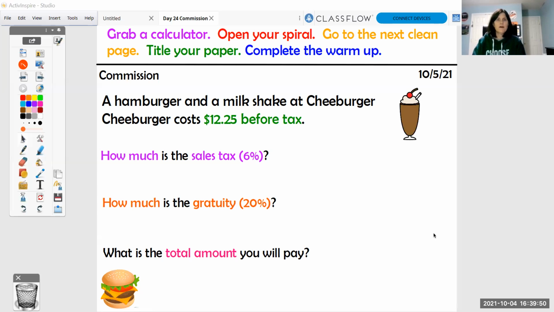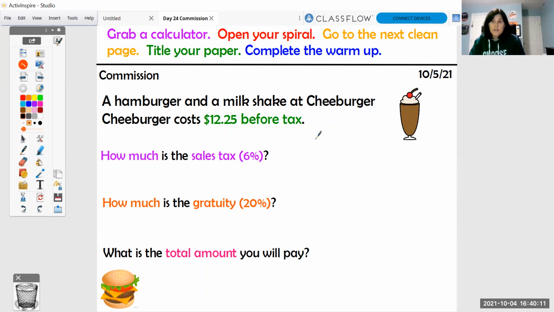Okay, today's warm up says that a hamburger and a milkshake at Cheeseburger costs $12.25 before tax. We're asked to find tax, which is 6% in Maryland, and gratuity or tip, which is 20%, and then total it up. So let's take a look at how you would have done this using the percent proportion.